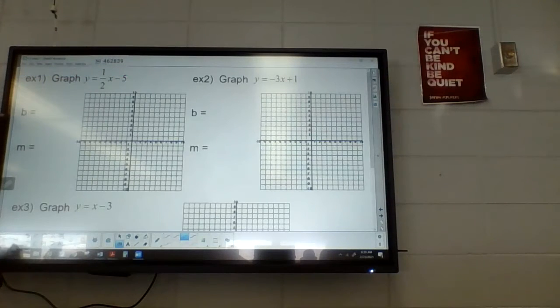So I'm asking you guys every time what the m and b are. Just so you know, part of your homework today will ask you just what the y-intercept and slope are, and you don't even have to graph it. So make sure you follow directions on your homework, so don't do more work than you need to.